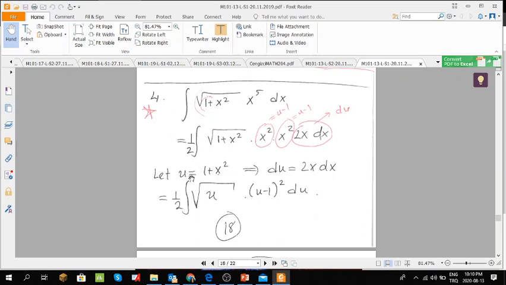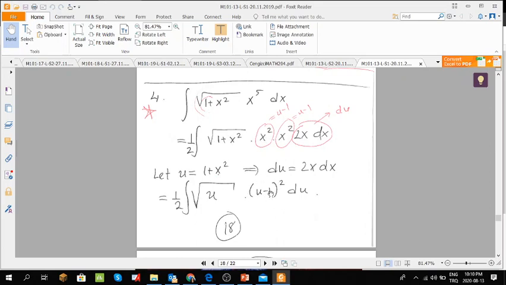We have the substitution u is equal to 1 plus x squared, du is 2x dx. By multiplying and dividing by 2, we get 2x dx here, which is going to be du. And for x squared, it's u minus 1, and square root of u. Okay, so this is nice.